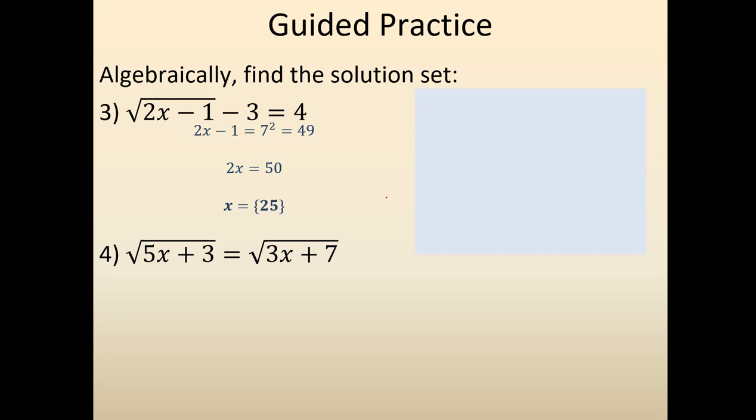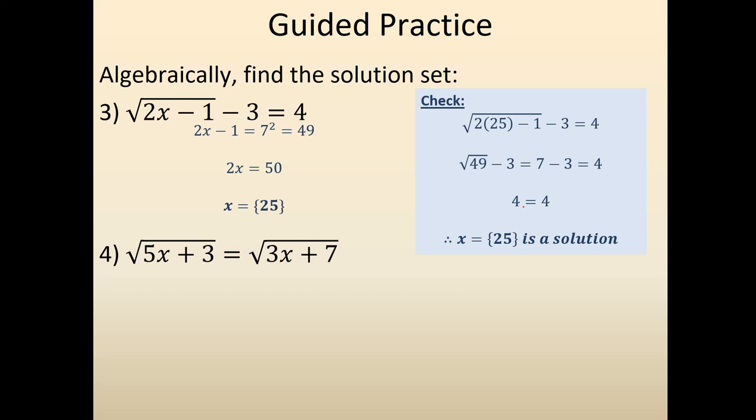Just checking to make sure this is a solution. I put 25 into the original equation. 2 times 25 is 50, minus 1 is 49. So now I have the square root of 49 minus 3, which is just 7 minus 3, because the square root of 49 is 7. And this has to equal 4. 4 equals 4, so this is a real solution.